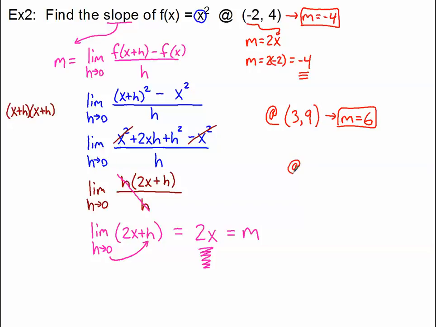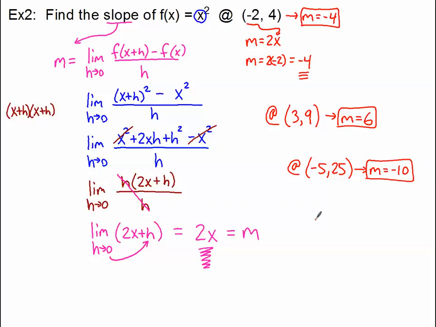What if I wanted it at another point? Let's say I wanted it at the point negative 5, 25. I know that that point is on this curve because negative 5 squared is 25, and I would just need to plug this x coordinate into this expression for slope, and I would have that the slope at this point would be negative 10.